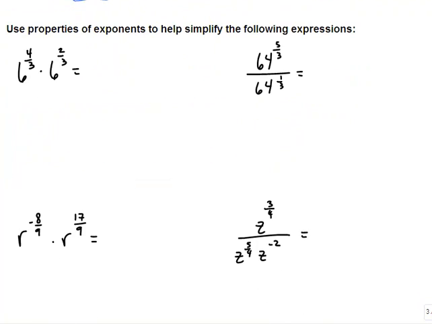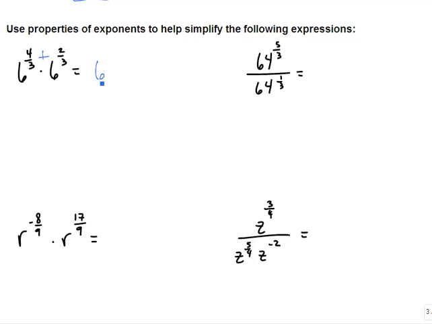Okay, on the next examples, again we're going to use the fractional powers to help us simplify these expressions. And here we are also using laws of exponents to help us simplify. So in this first example, we have 6 to the 4/3 times 6 to the 2/3. Remember your law of exponents that says if you have two things with the same base that you're multiplying, then you get to add the exponents.